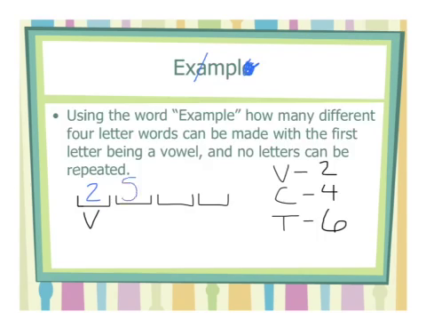Let's say I use the M. Now I have E, X, P, and L. That's 4 letters. So I use the X. Now I have 3. Once again, I'm just going to multiply each one of these numbers together. So 2 times 5 times 4 times 3. And I will get 120 different ways.